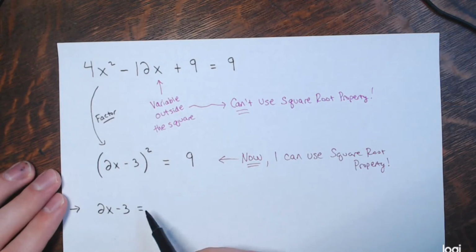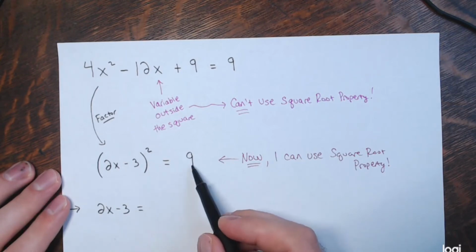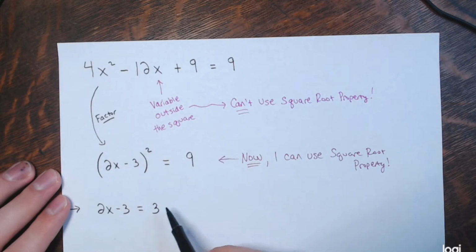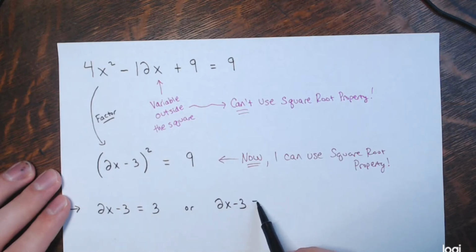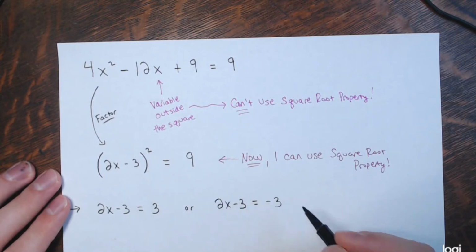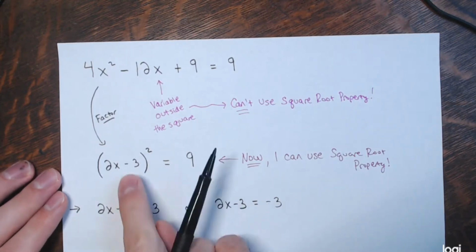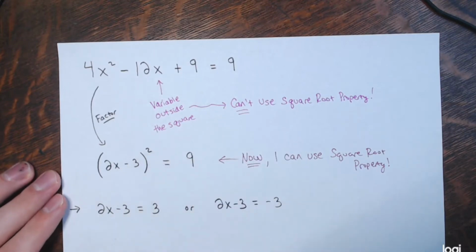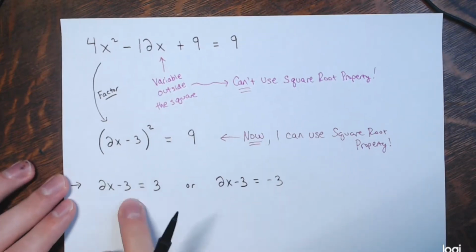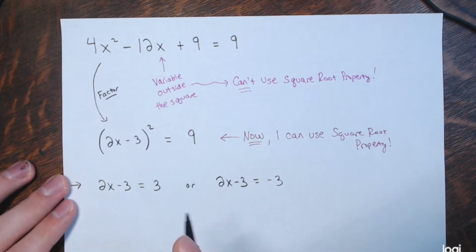must be equal to positive square root of 9, or 2x minus 3 must be equal to negative square root of 9, or negative 3. Right, because 3 squared is 9, negative 3 squared is also 9. And then I solve each of these for x. Right? Now over here, x equals 3. Here, x equals 0. There's your solutions.